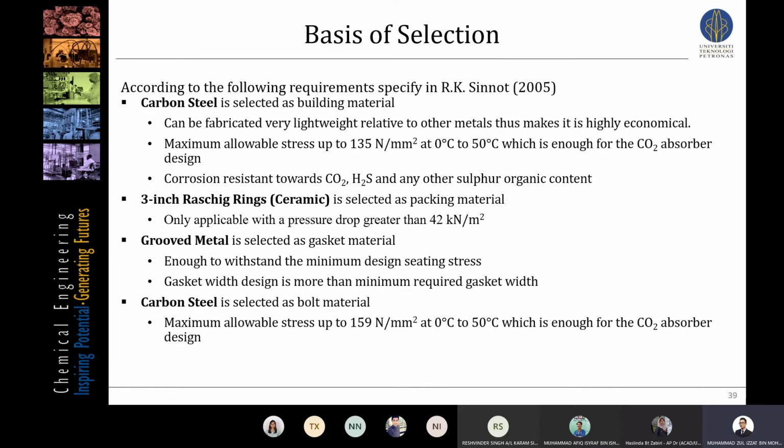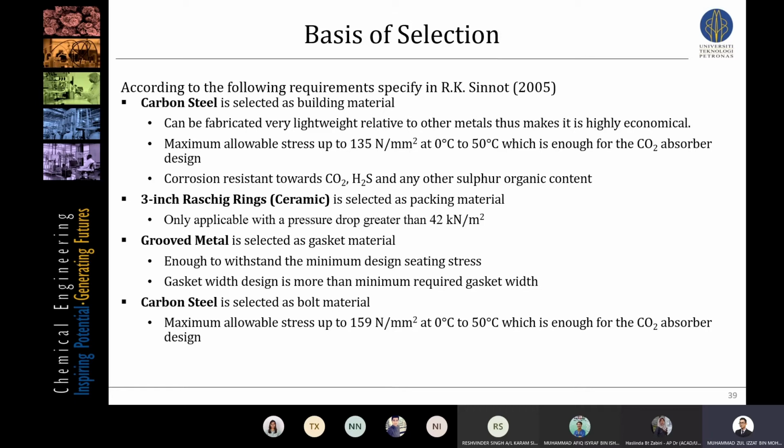So the basis of selection, according to the following equipment specified in the Chemical Engineering textbook, RKC 2005: carbon steel is selected as building material because it's very lightweight, with maximum allowable stress up to 135 Newton per millimeter squared at 0 to 50 degrees Celsius, and it also has corrosion resistance toward CO2, H2S, and other sulfur organic content.